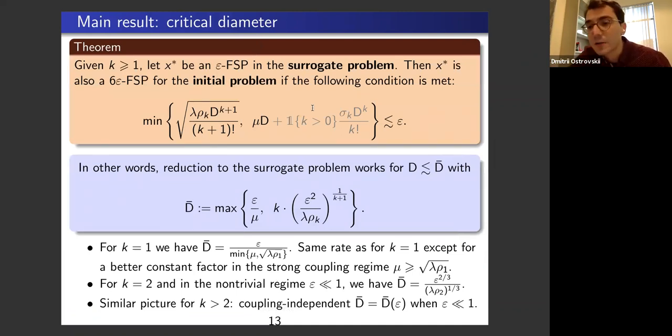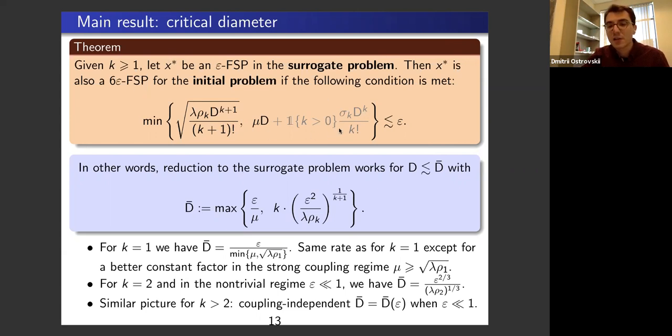What is the d bar? So I recall, how small is the diameter d of y allowed to be such that if x star is an arbitrary epsilon FSP in the surrogate problem, then this point will be O of epsilon in the FSP in the initial problem as well. So here is the guarantee. Actually, such a point for any k with a matching regularity assumption.